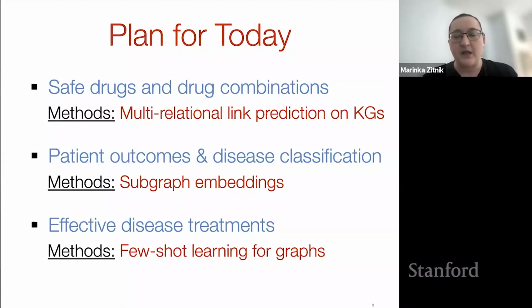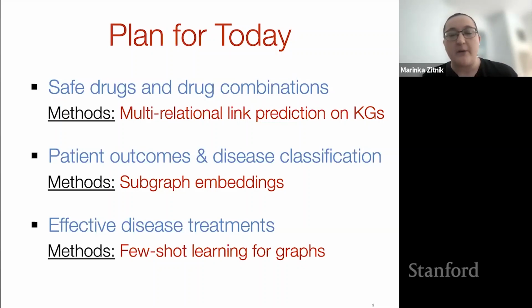So the plan for today's lecture is the following. I will talk about 3 vignettes that will highlight some of the challenges for work dealing with biological networks, as well as proposed solutions, and show examples of successful applications of graph neural networks in computational biology. So the parts that I will touch are, first, the question related to modeling safety of drugs and safety of combinations of drugs.